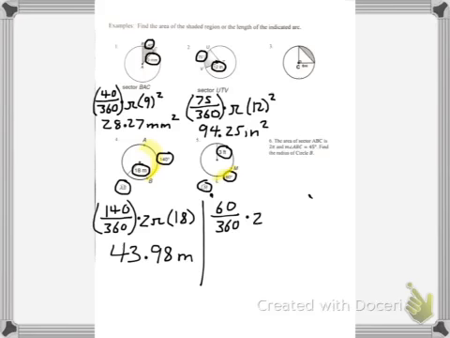So times 2 times pi. My radius we said was 3. Put that fraction in parentheses before you put it in the calculator. Multiply all those things together. You'll get 3.14. And that's going to be in feet this time. So there's my final answer there.